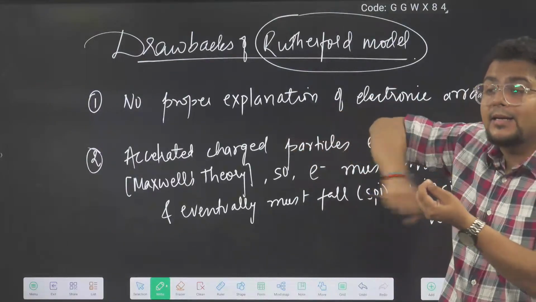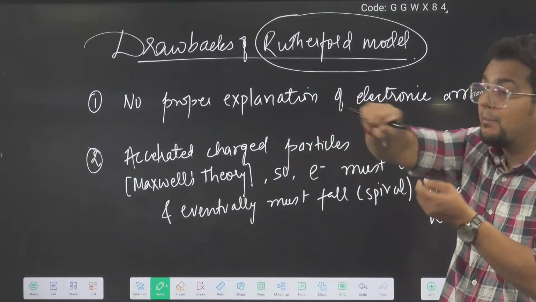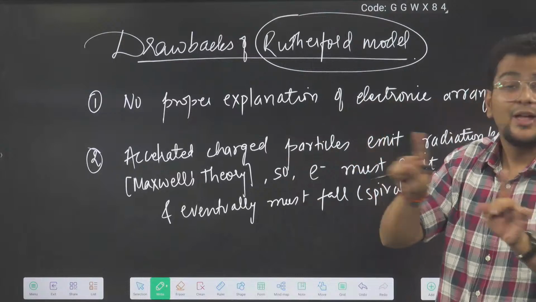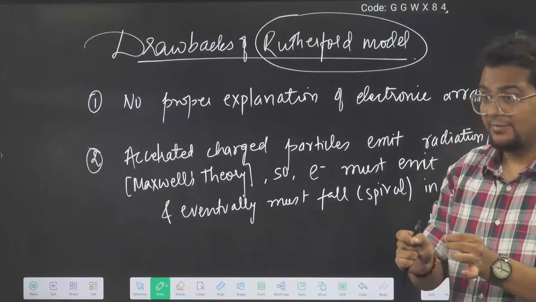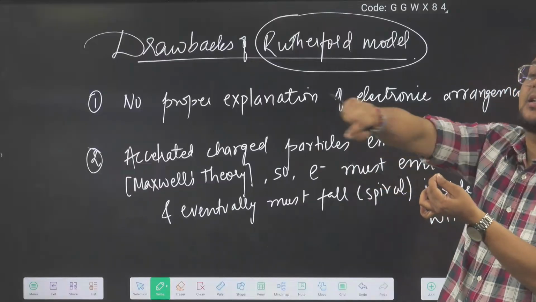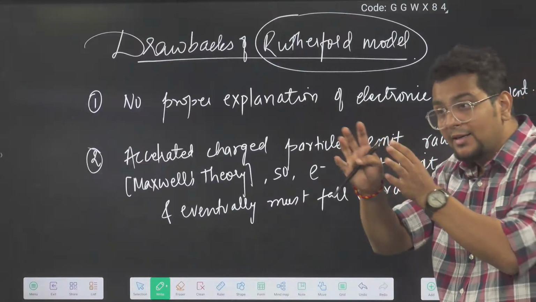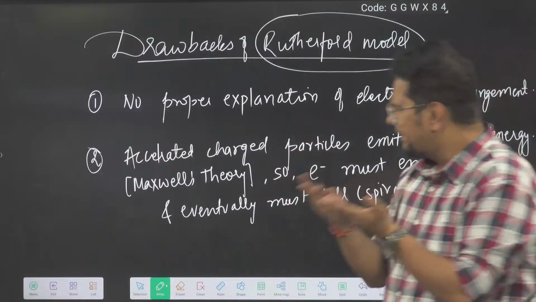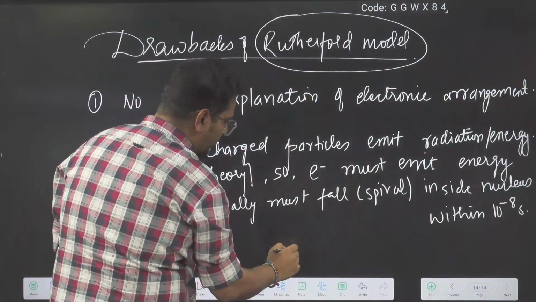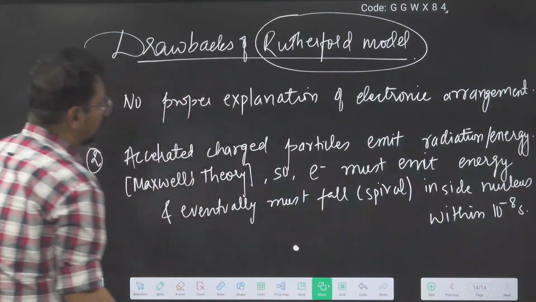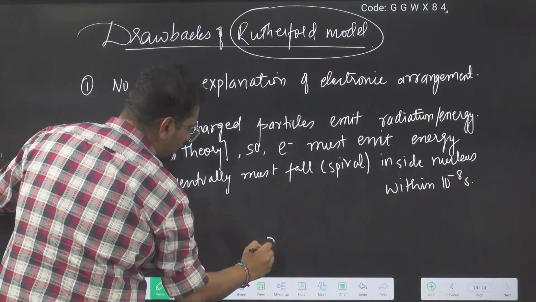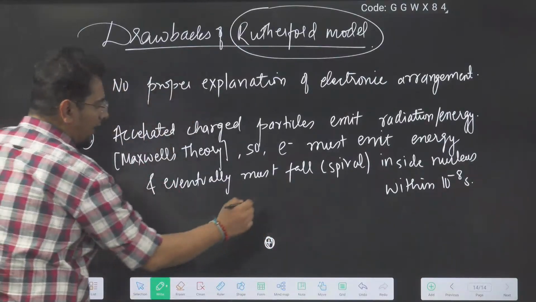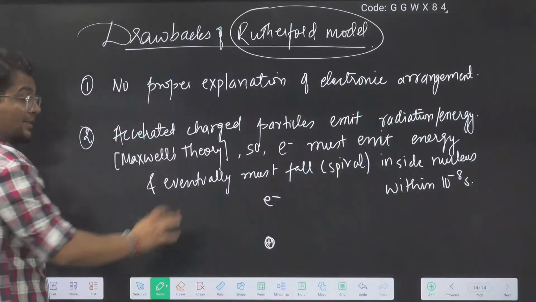An accelerated electron is a charged particle, while a planet has no charge, so no extra energy is released from anywhere. But when an accelerating charge is there, it releases energy. So people said, bro, Rutherford, one small thing you explain to us: if your nucleus is positive and the electron is revolving around it, it is charged.